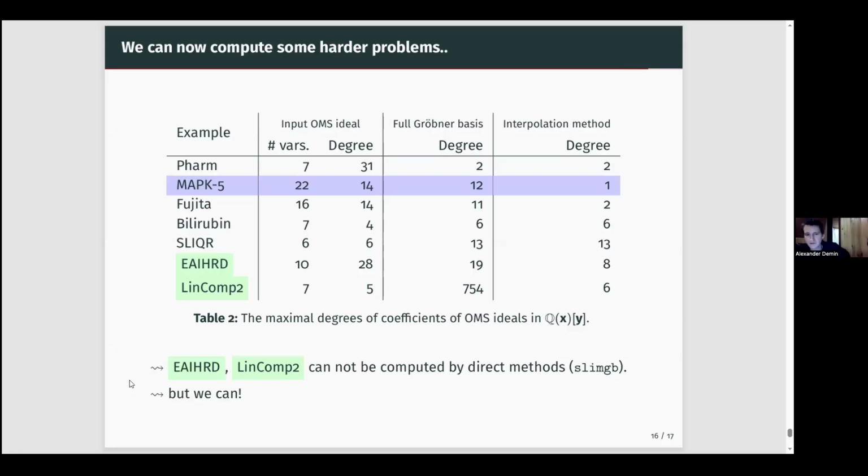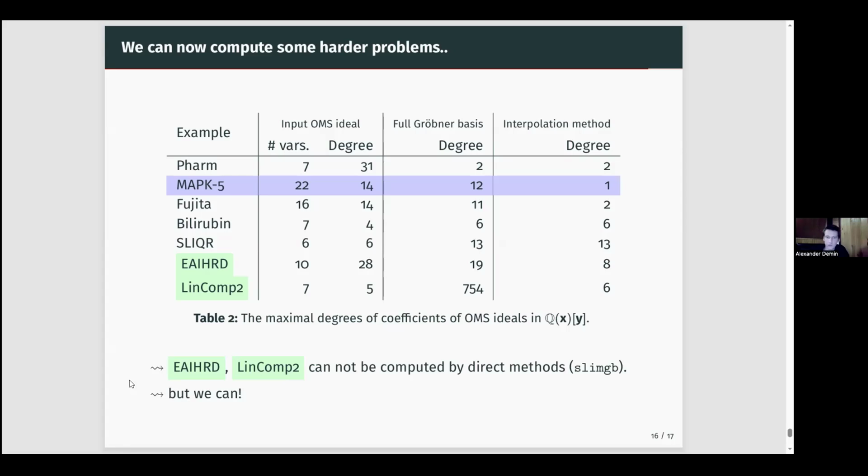for these examples, the Gröbner basis of the OMS ideal cannot be computed by any other methods that we tried. For example, by SlimGB, which specifically deals with expressions well and with this kind of problems. So these cannot be computed by direct methods, but with our method, with interpolation, we can.